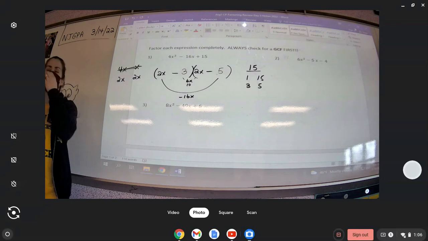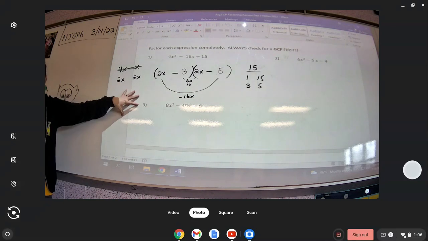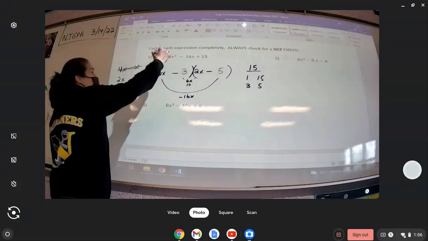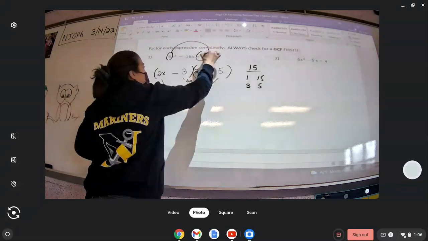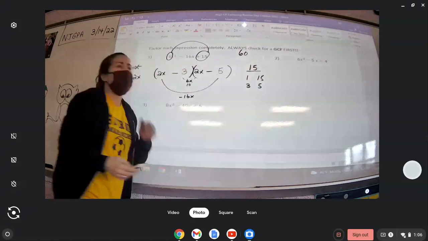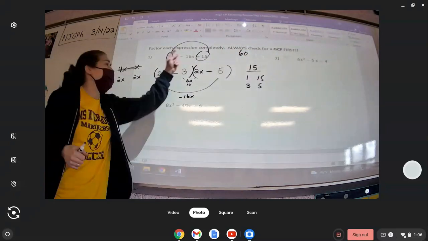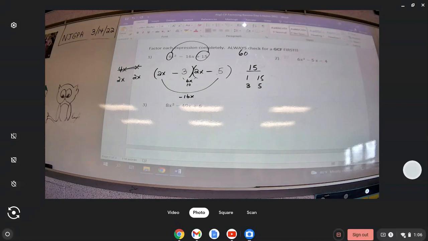Guys, let me just tell you this. If I didn't teach you by guess and check, then the other method you would have to do means you'd have to take the first number, multiply it with the last number, get 60, find numbers that multiply to 60, add to negative 16, find them, put them with an X, pair them in the middle, group two, find GCF, make 2 factors. Nobody remembers it.